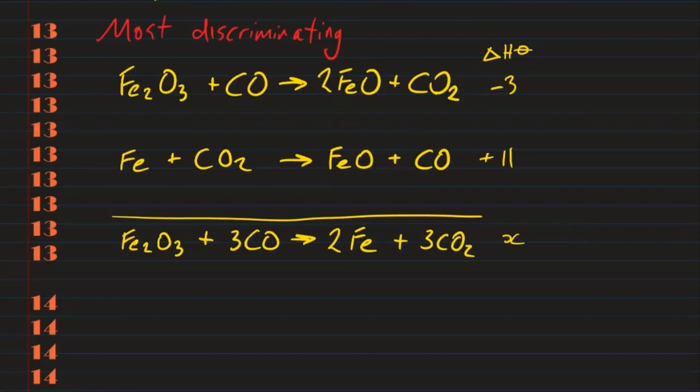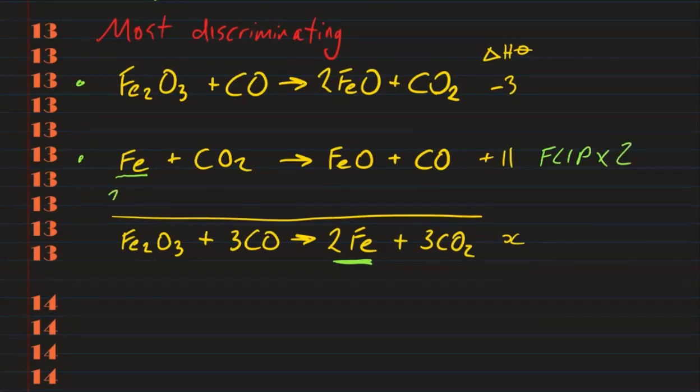So how can we get into this? I noticed that there's iron here and nowhere else in these two equations. Is there just iron on its own? And there's iron here. So I think that I have to flip this one to get the iron on the other side. And I'm going to need to double it as well. So I'm going to flip it and double it.